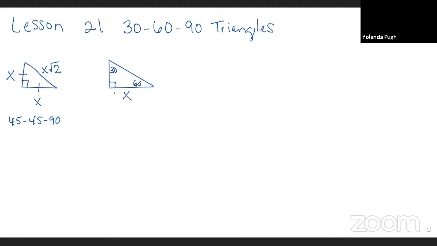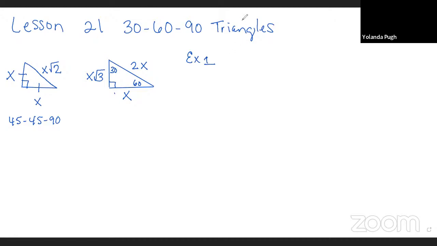Now, in this case, if we say that the side across from the 30-degree angle is x, then the side across from the 60-degree angle is x times the square root of 3, and the hypotenuse, which is across from the 90-degree angle, is going to be twice the length of the short side, which in this case is x, and so it's going to be 2x. So this is our general triangle, and now we're going to look at some examples that will show us this relationship.